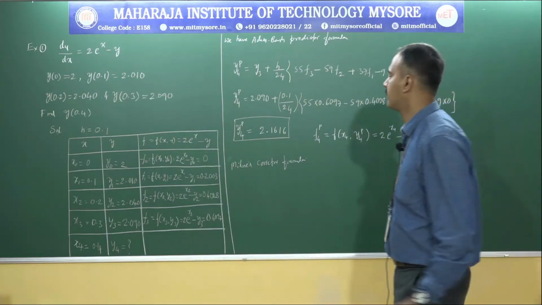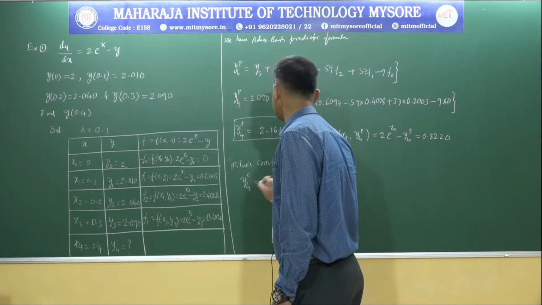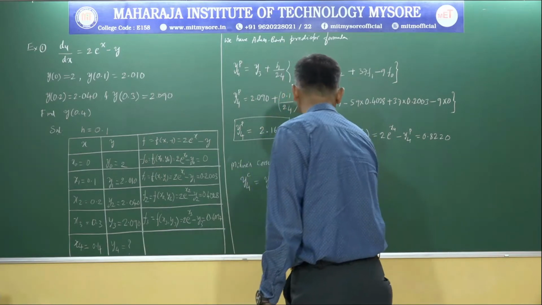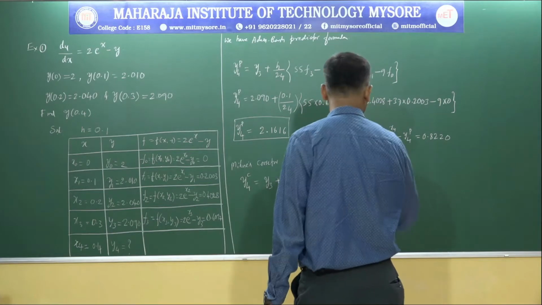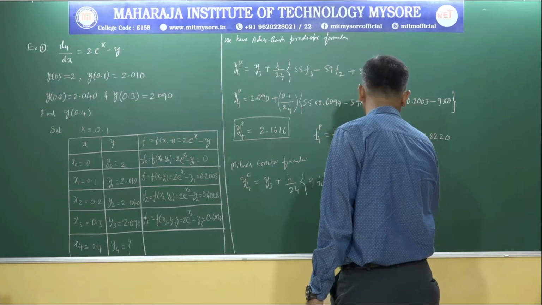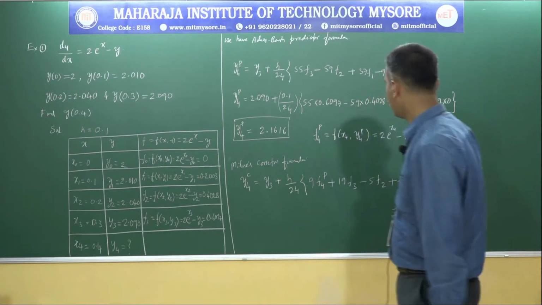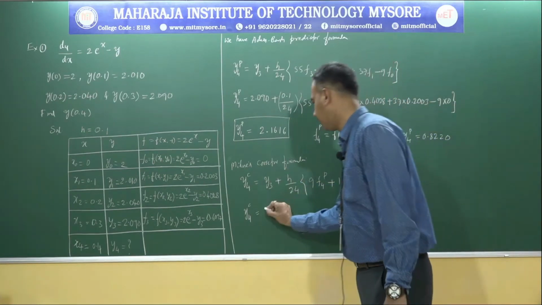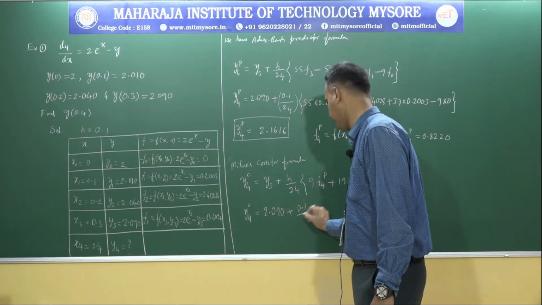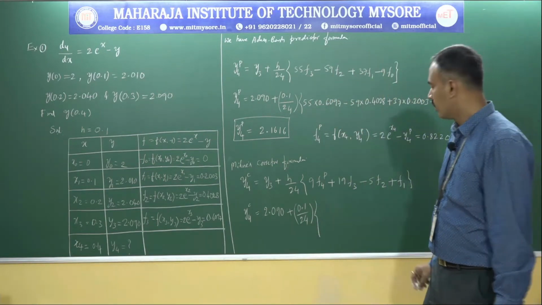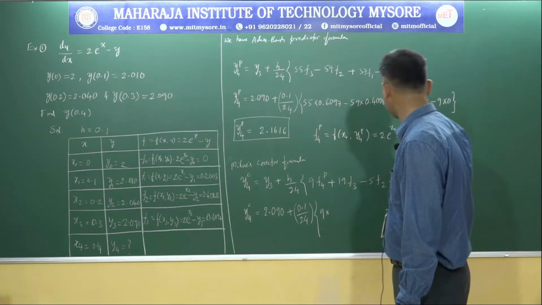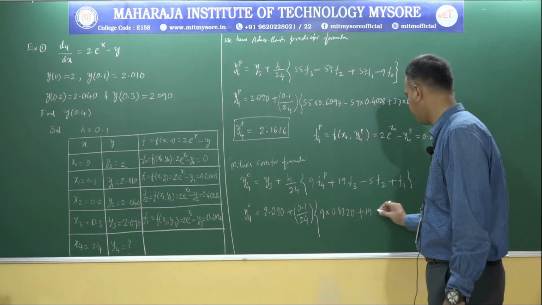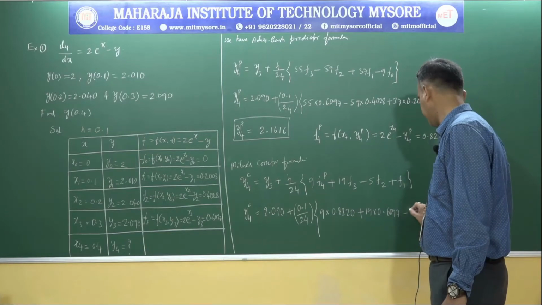Next we have the Milne's corrector formula. We specify y4c equal to y3 plus h/24 times (9 f4p + 19 f3 - 5 f2 + f1). Now substitution: y4c is y3 from the table, 2.090, plus h value 0.1 by 24, times 9 f4p, where f4p was previously simplified as 0.8220, plus 19 f3, where f3 from the table is 0.6097, minus 5 into f2.